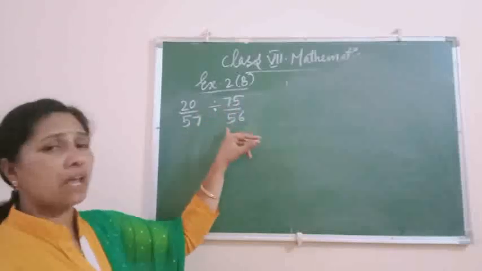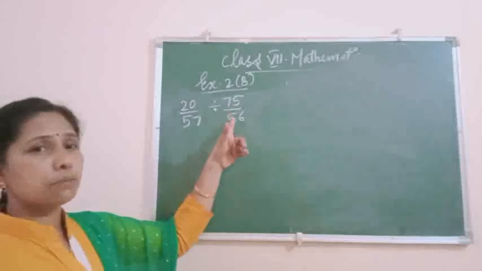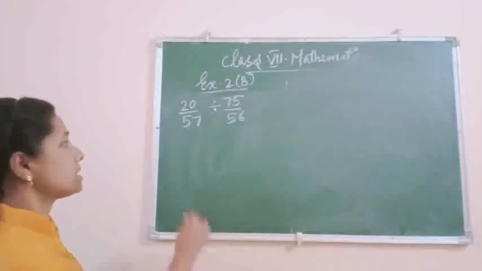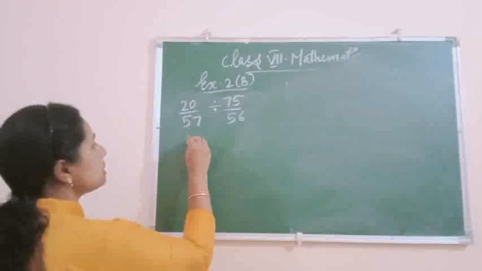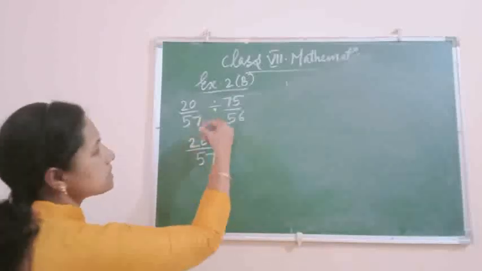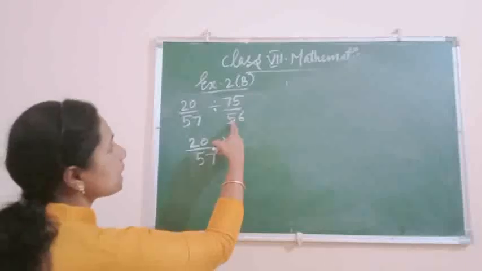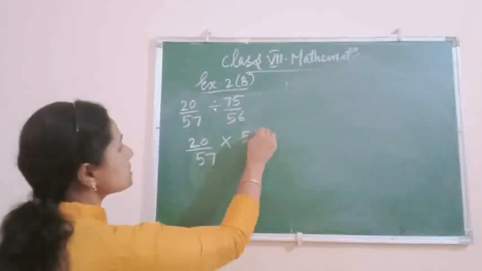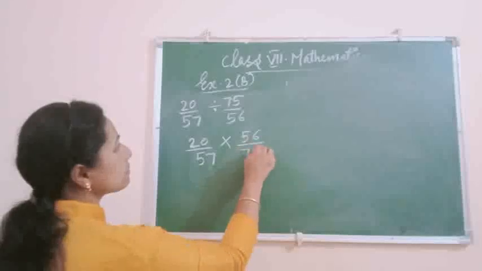There are also two fractions in division. So you have to take the reciprocal of the second fraction and do the multiplication. First fraction 20 upon 57, you write as it is. In place of the division symbol we put the multiplication sign, and the reciprocal of this one is 56 upon 75.